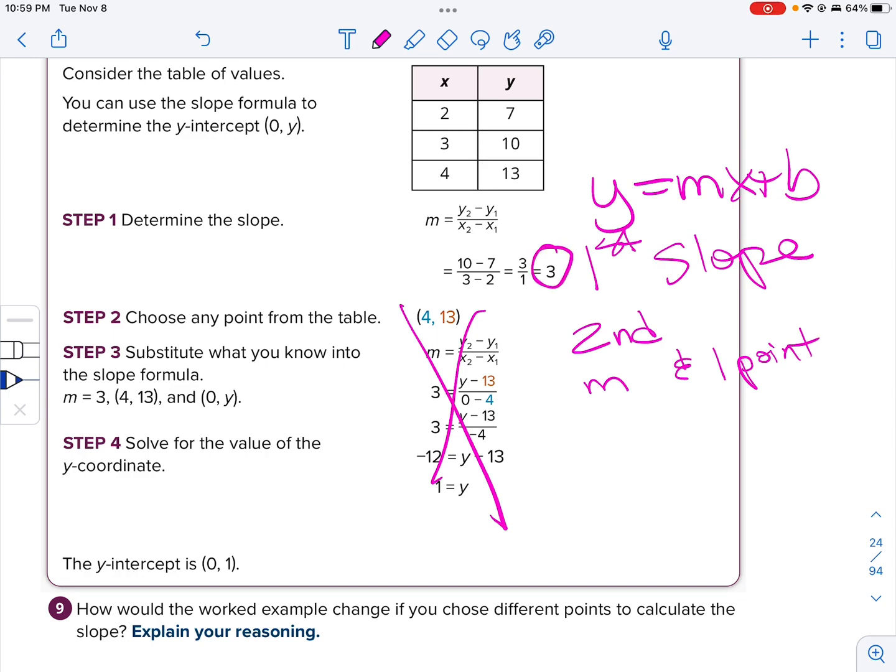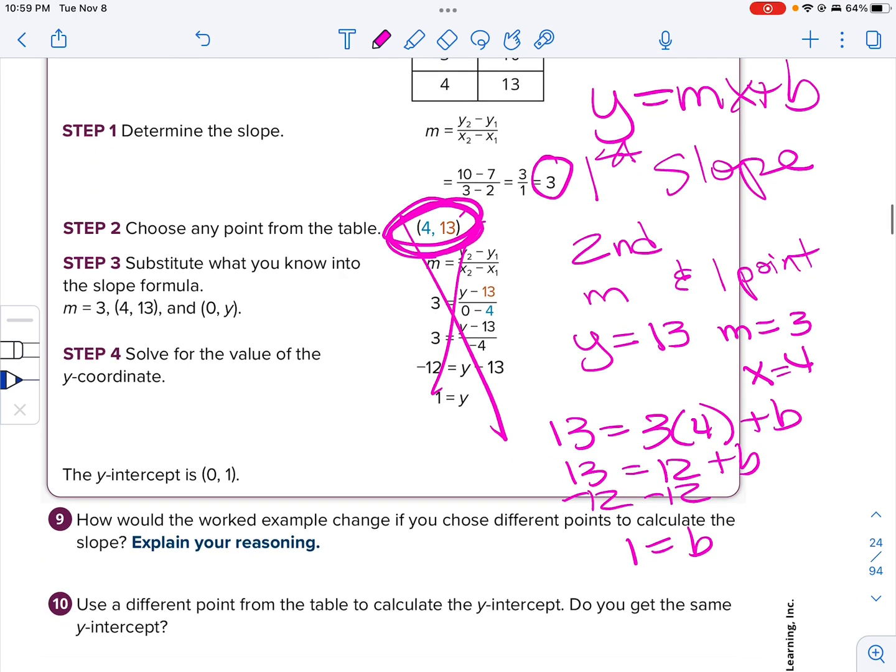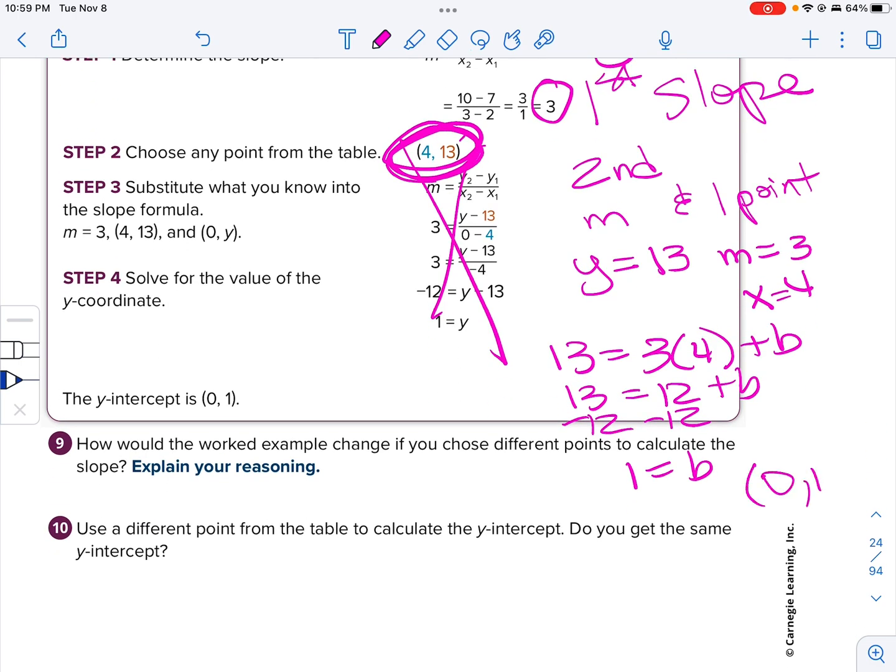They found the slope to be 3. Then they're going to use this point right here. We're going to plug it into y equals mx plus b. The y value is 13, the m value is 3, and the x value is 4. So 13 equals 3 times 4 plus b. So 13 equals 12 plus b. I subtract the 12 and I get 1 is equal to b. So my y-intercept is (0, 1).